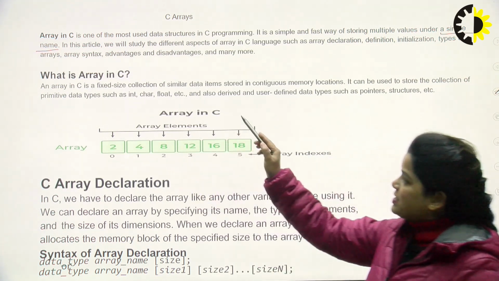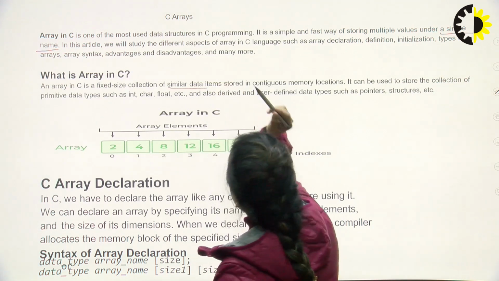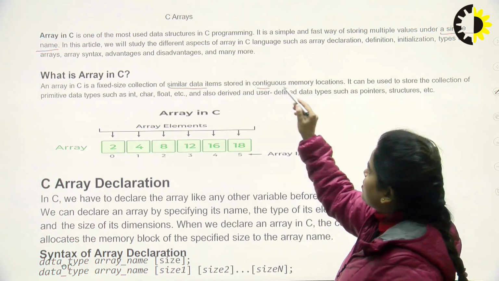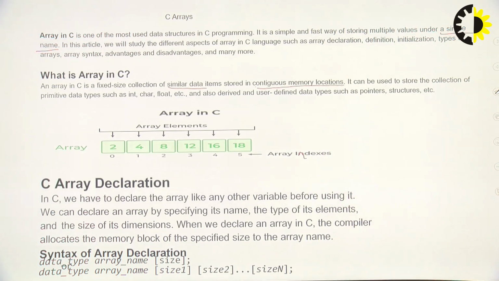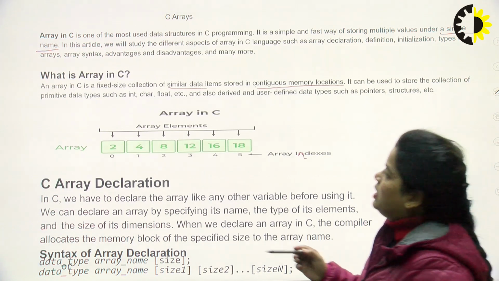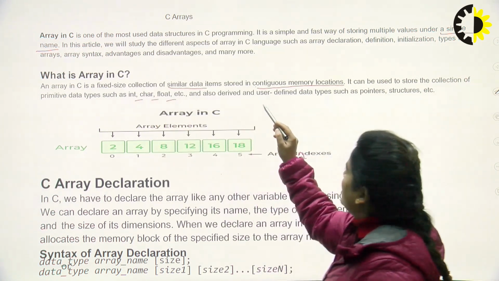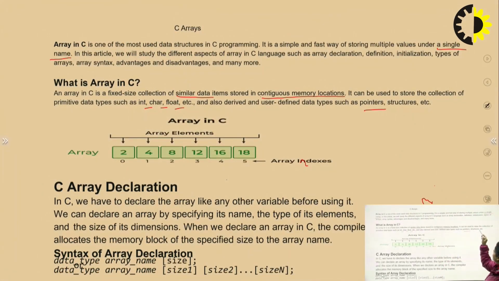An array is a fixed size collection of similar data. This is also very important. Items are stored in continuous memory. This is also very important. And it can be used to store the collection of primitive data types such as int, char, float, etc., and also derived and user-defined data types such as pointers, structures, etc.